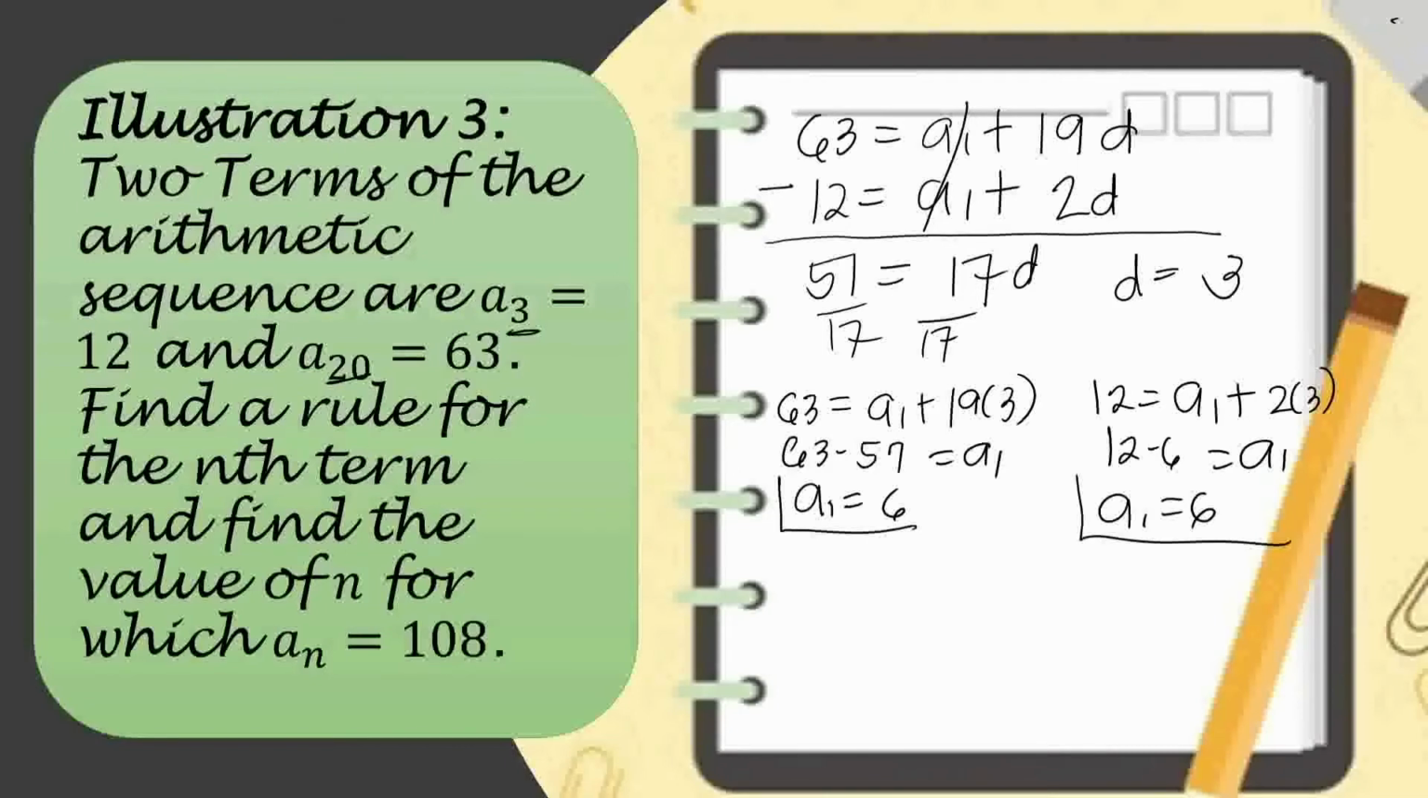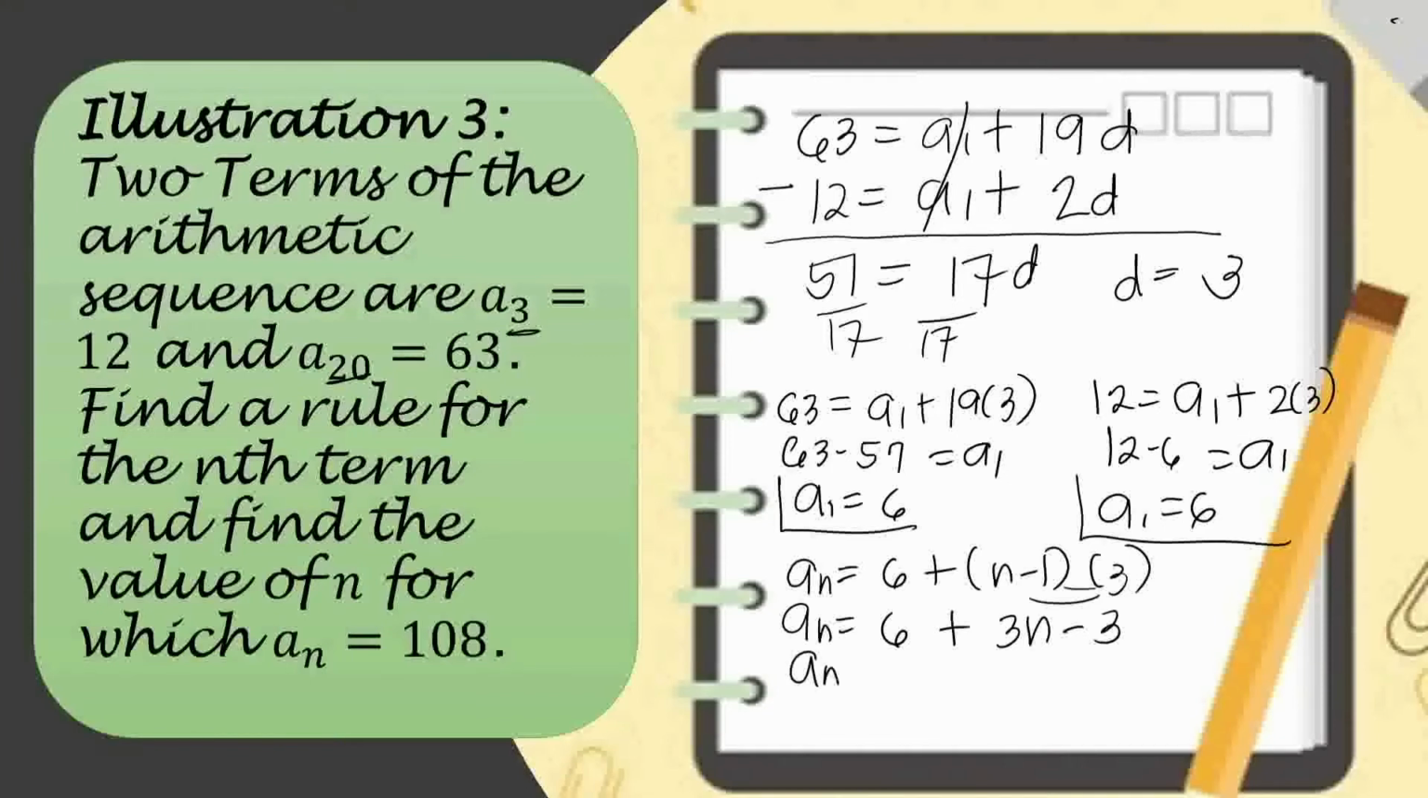Hahanapin na natin yung rule for the nth term. So, a sub n is equal to a sub 1, 6 plus n minus 1 times 3. Yung d natin is 3. So, a sub n is equal to 6 plus, so, distribute lang, 3n minus 3. Magiging a sub n is equal to 3 plus 3n. So, ito na yung rule natin for the nth term.